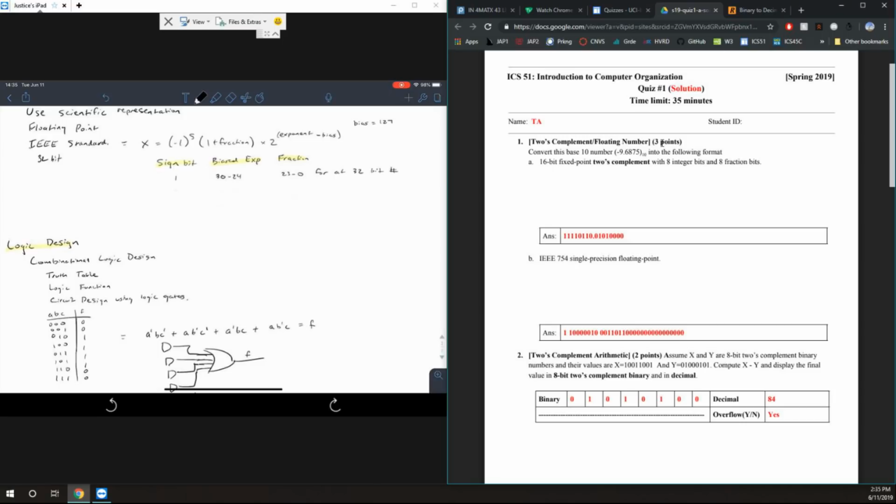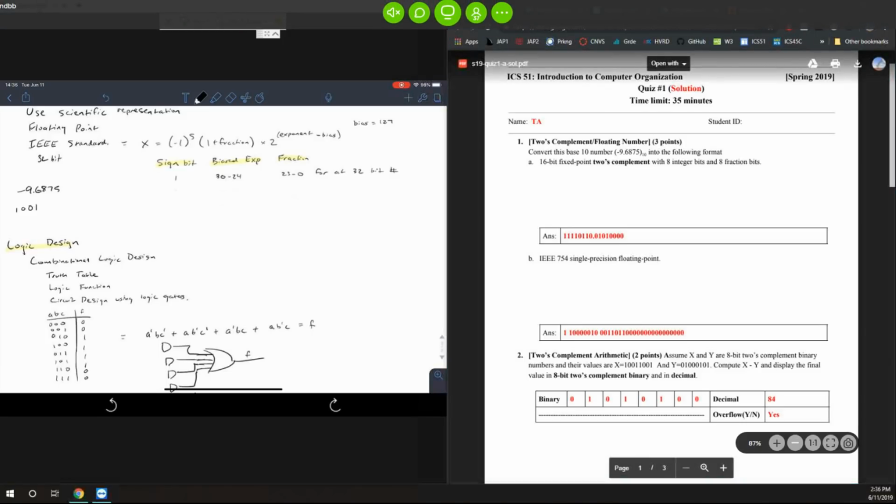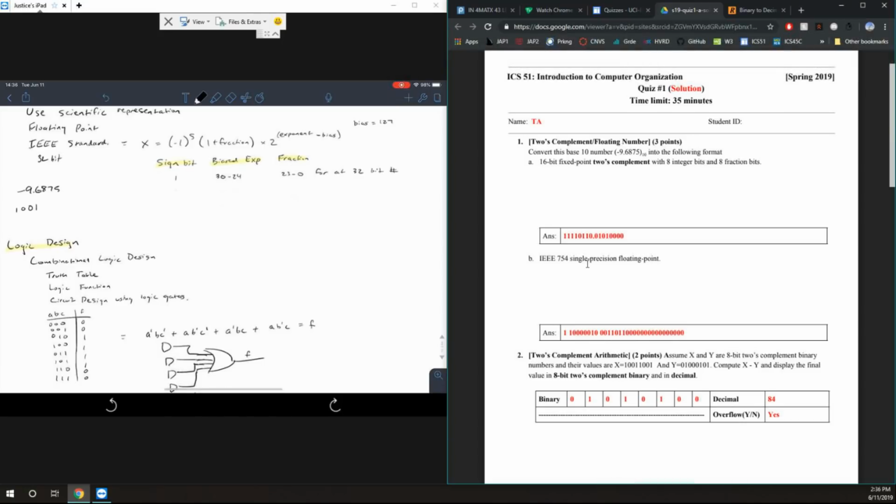So it's negative 9.6875. We can do the 9 portion, which is just going to be 1, 8. So we have the 1 and 8, which is 9, and then we need to do 0.6875, and they gave us a chart last time.